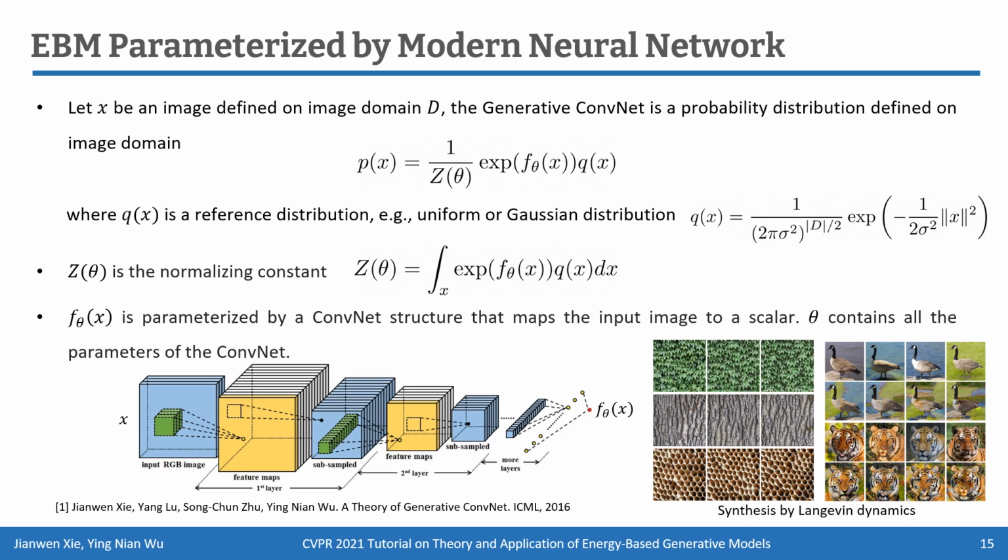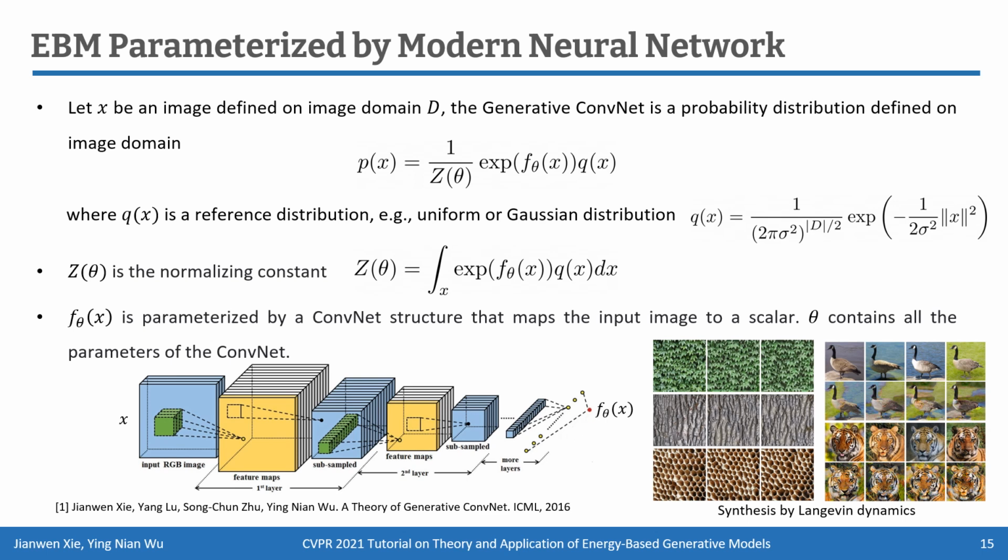Let X be an image. The Generative ConvNet model is a probability distribution defined on the image domain. Q is a reference distribution, for example, a uniform or Gaussian white noise distribution. Z is the normalizing constant, which is intractable. The f of x is parameterized by a ConvNet structure that maps the input image to a scalar. Theta contains all parameters of the ConvNet.